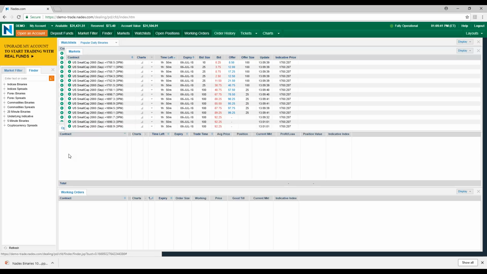So again, tons of options there that Nadex offers for you. Over here they've got all kinds of tickets and tear-off tickets and binary ladder charts.